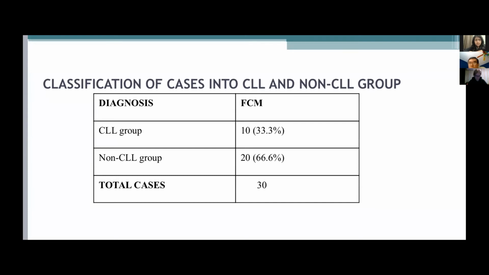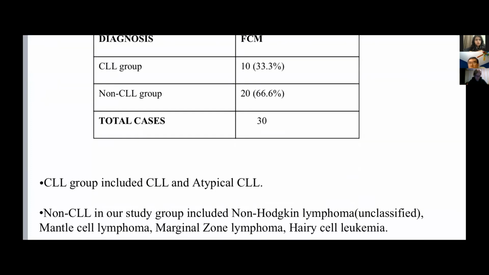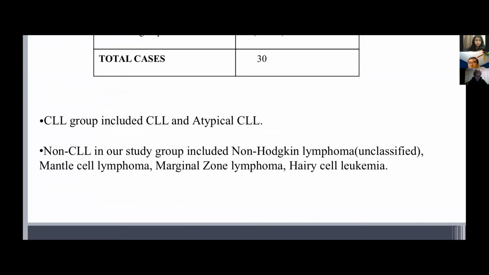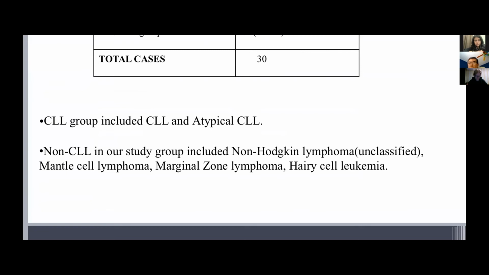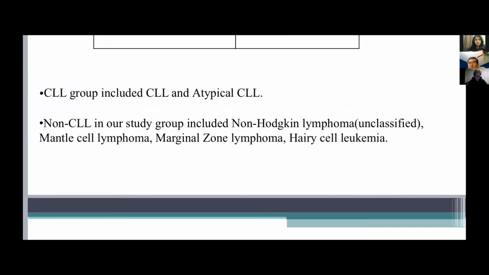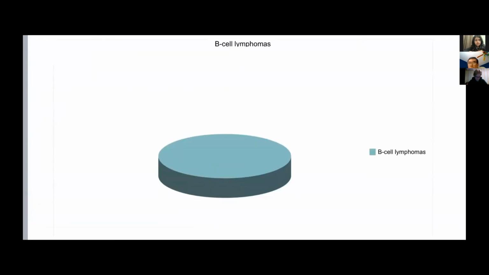Because for the classification of differentiating between CLL and non-CLL, we will require just a B cell marker, CD5, CD23, and CD200. Okay, that's it. So the CLL group in our study comprised CLL along with a single case of atypical CLL, and the remaining non-CLL cases were further subclassified using an extended panel into mantle cell lymphoma, marginal zone, and hairy cell leukemia.